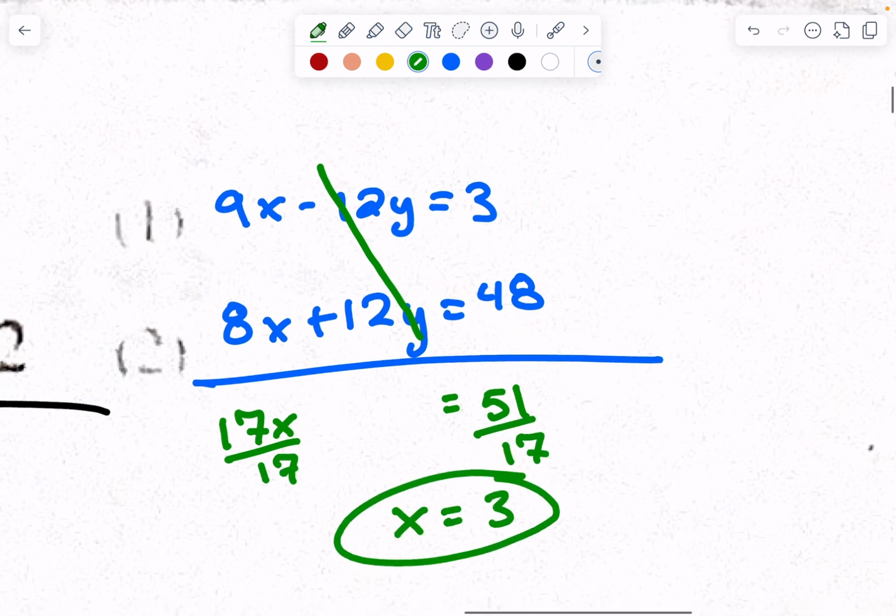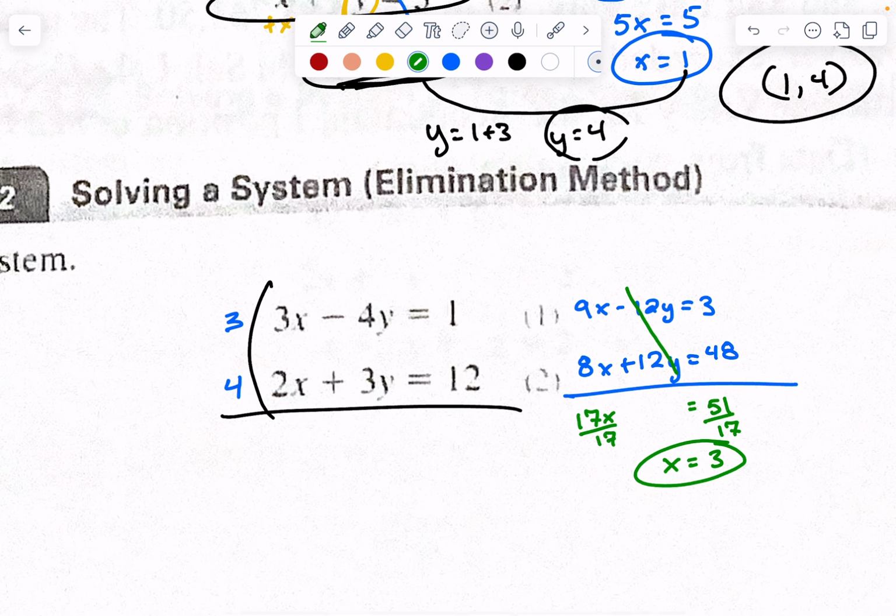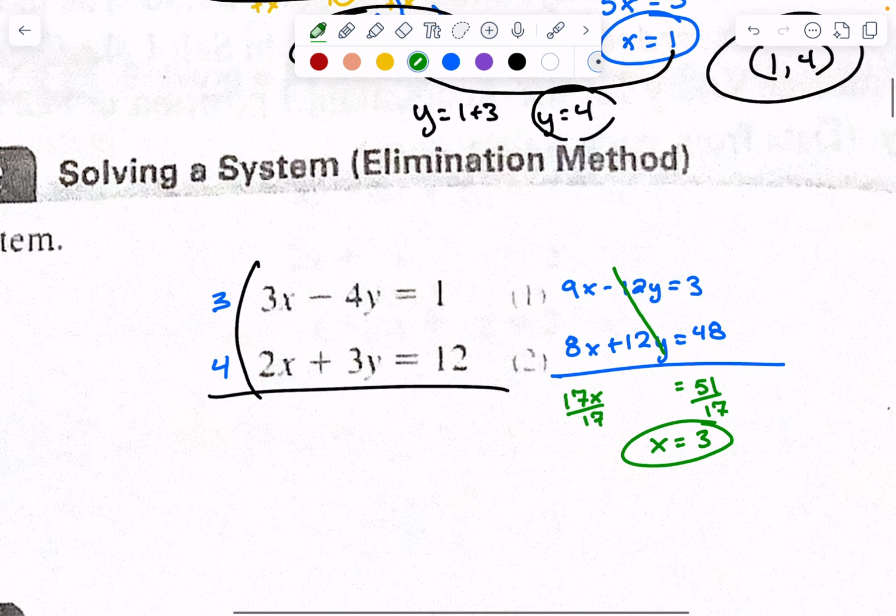Then I'm going to plug back in, and I can plug back in wherever I want to. Both of them are going to be kind of gross. Which one do you want? Top one or the bottom one? Bottom? Okay, because of the plus sign.